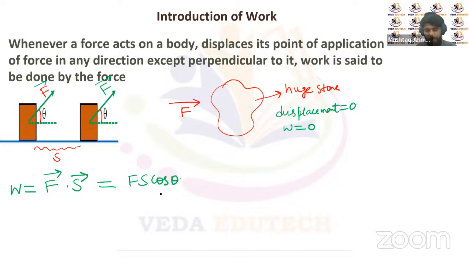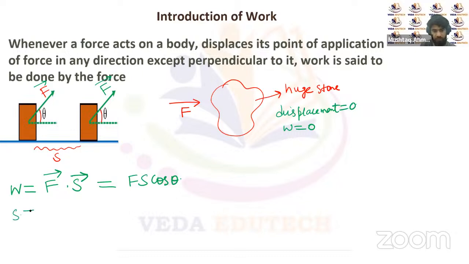So you can see here that work done is theta dependent. It depends upon the angle between the displacement vector and the force vector. So for different angles, for different displacements, the work done will be different.